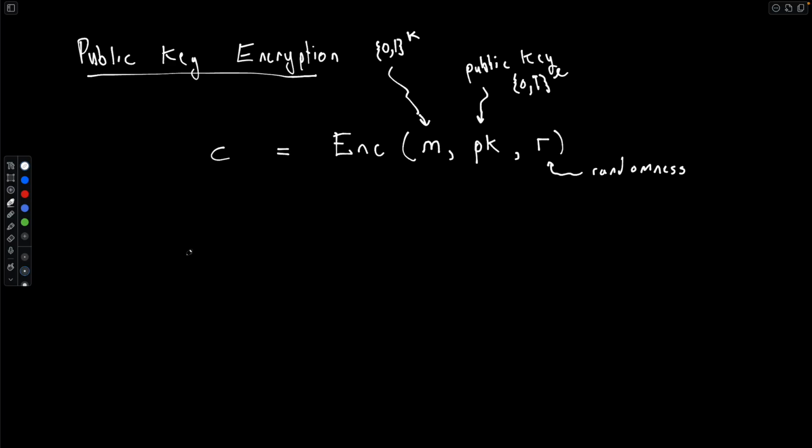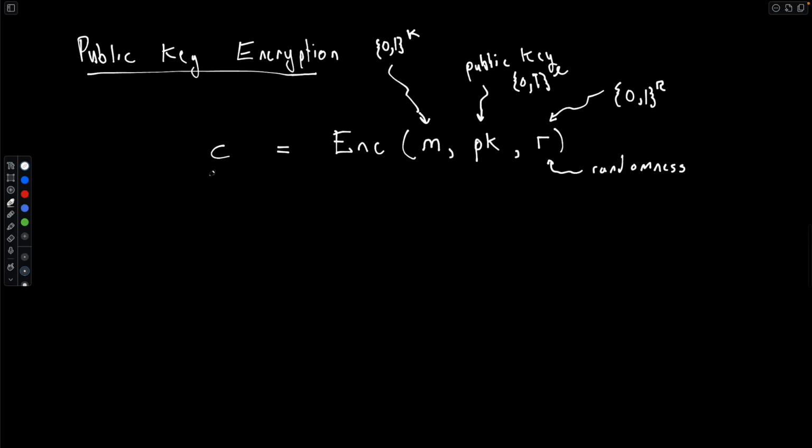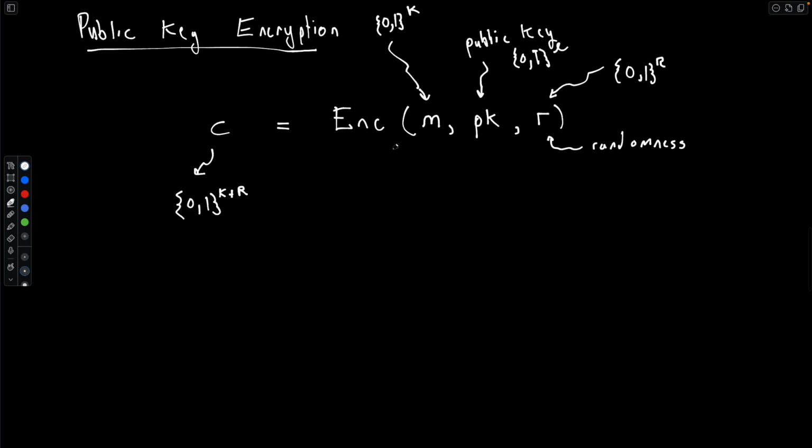The output will be a ciphertext. The ciphertext size, let's call that R. Because of the randomness, it's actually going to be K plus R. So however big your message is, you're going to have a ciphertext that big, and then you're also going to have a bunch of bits to correspond to the size of the randomness itself. This is a small point. Don't really worry about it. The ciphertexts aren't infinite. They're the same size as the message, but if it's randomized.